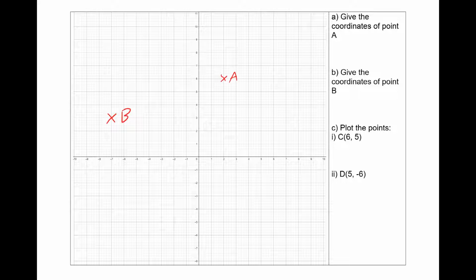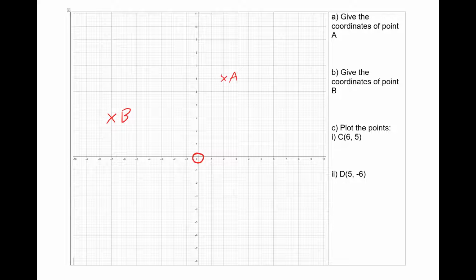In this video, we're going to learn about coordinates. First of all, we want to give the coordinates of point A. To work out the coordinates of point A, I always begin at 0, 0, which is the origin, and I look at how far I have to go to get to A.